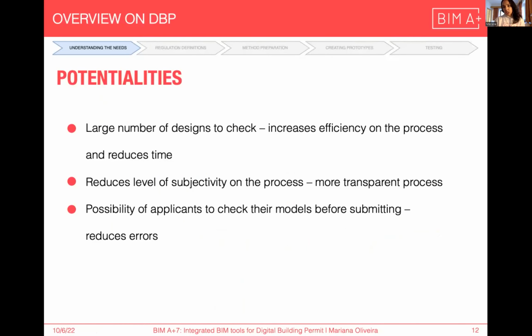So what are the potentialities of the BIM-based building permit? Municipalities usually have a very high volume of projects to run, which makes the process very long. Sometimes it takes many days, even months, to get the permit. This would increase efficiency and reduce the time for issuing a building permit. It also reduces subjectivity, because when an employee checks the model and documents, they apply some subjectivity in how they understand the rules. If the rules are already in a computer, they are direct rules, so you have a more transparent process as well.